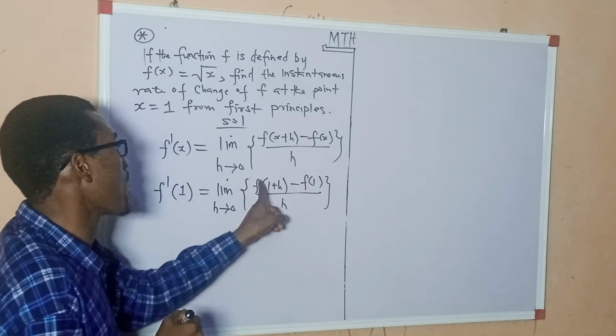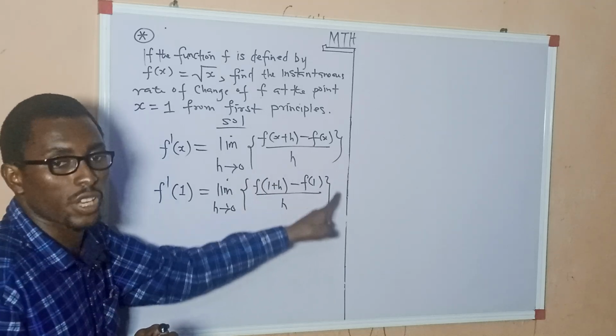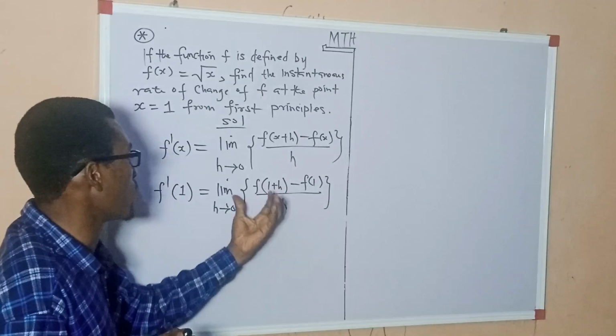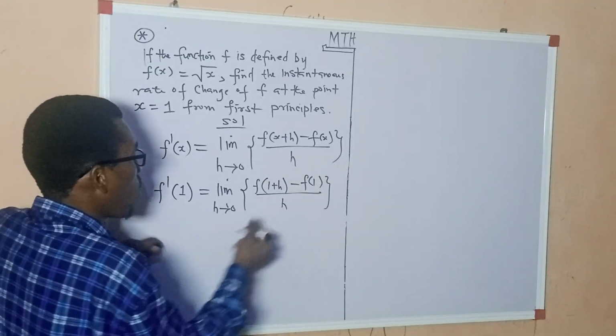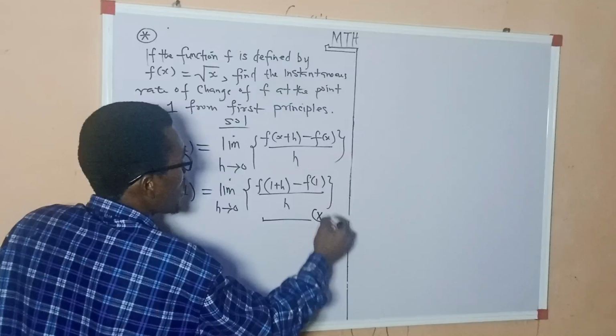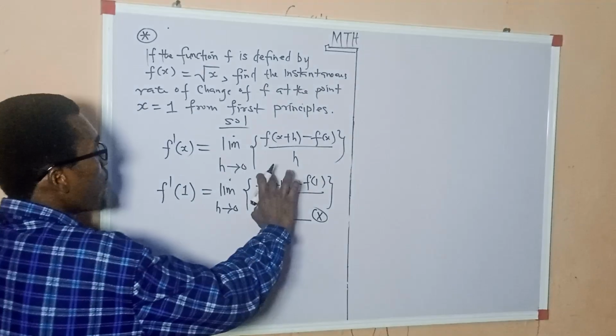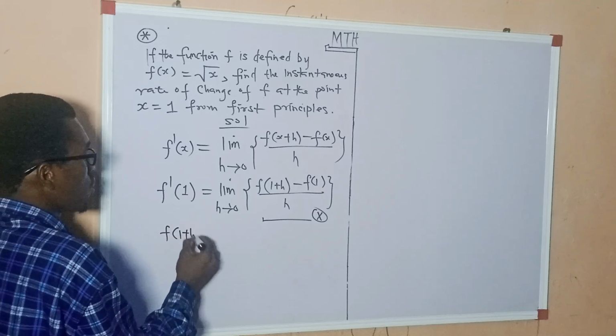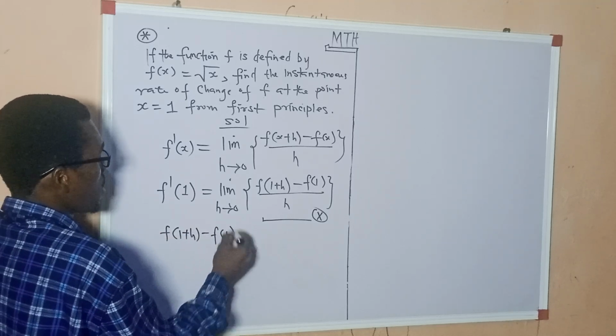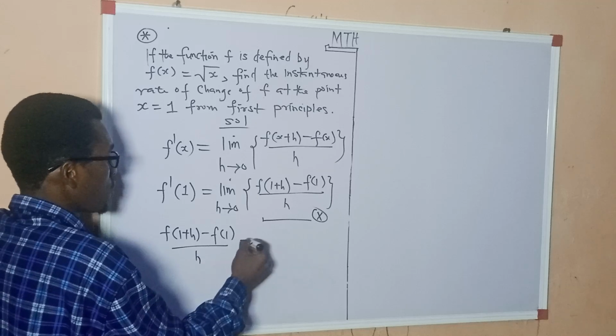So we want to modify this difference quotient to be amenable to the approach, all right? So what we shall do, we shall bring it out separately. I can call this expression over here star, all right? Let me call it star, for example. So if I bring this out, I'll be having f of 1 plus h minus f of 1 over h, all right? And this is equal to writing.